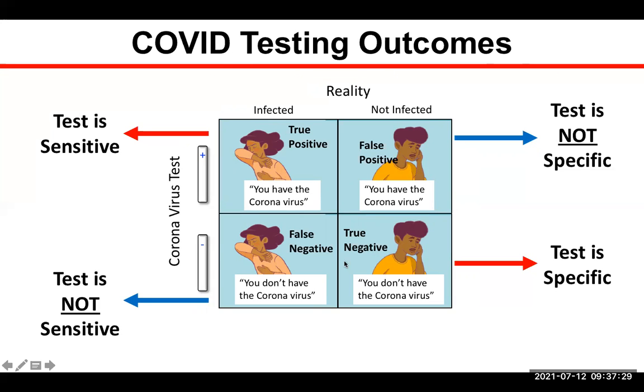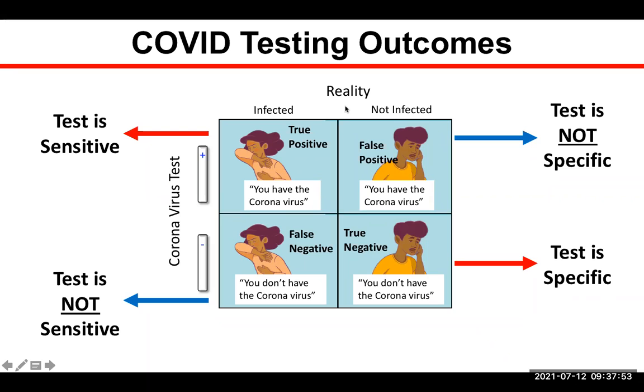And here we have the opposite now. A test comes back negative, but the person's actually infected. This, again, is known as a false negative, and the test is not sensitive. Whereas this patient is not infected and the test came back negative, and so this is a true negative, or the test is specific.